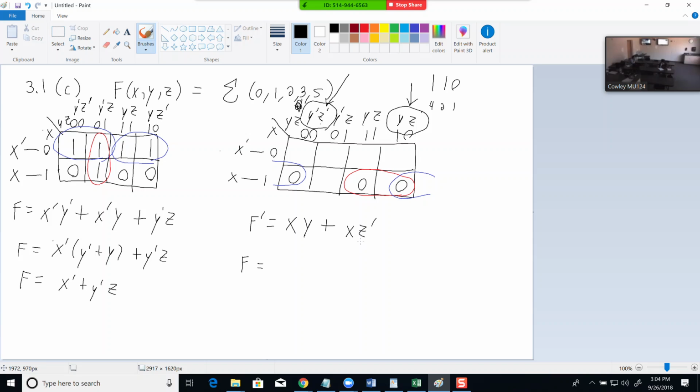I look at these too long. My eyes just start to go. So then, again, I like this technique because x prime is always 0, x is 1, and y and z and so forth. Helps me keep it straight. What's this become? X prime plus y prime, and then times z.